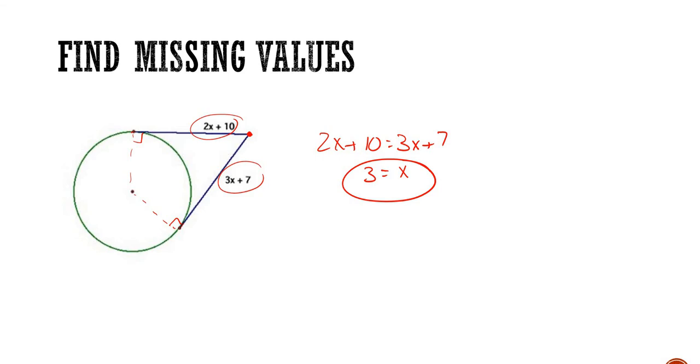So we've done 3 types of problems. The 2 key pieces of information are that a tangent line is always perpendicular to the radius, and if I have 2 tangent lines that join at the same point outside the circle, those 2 segments are equal.